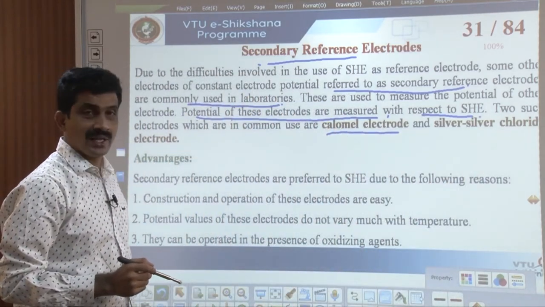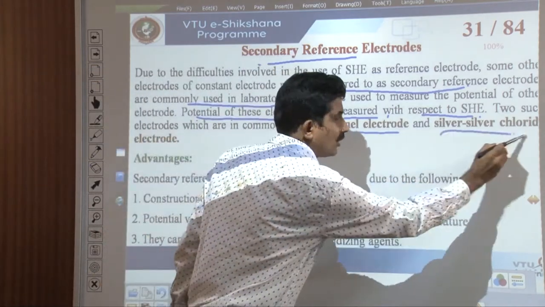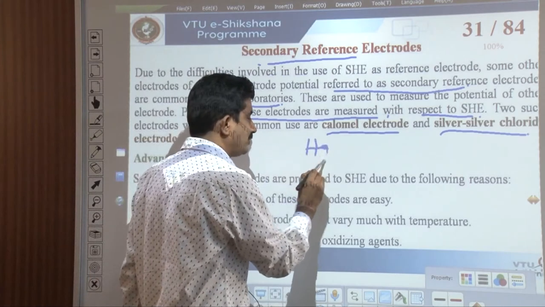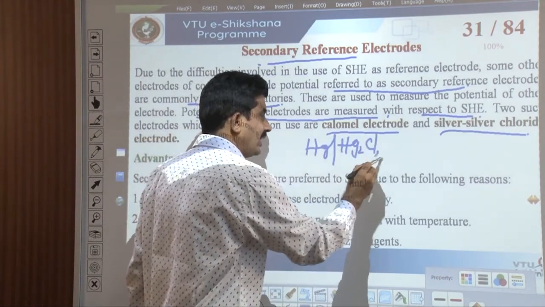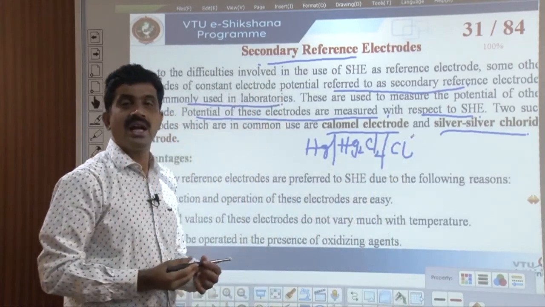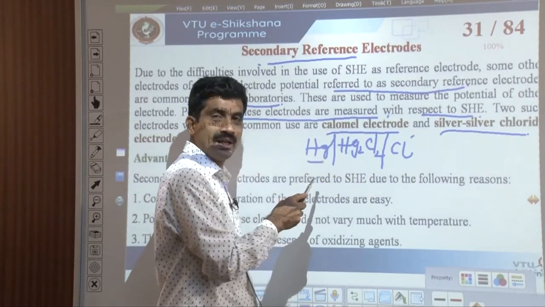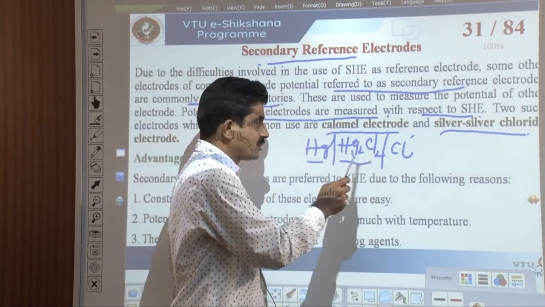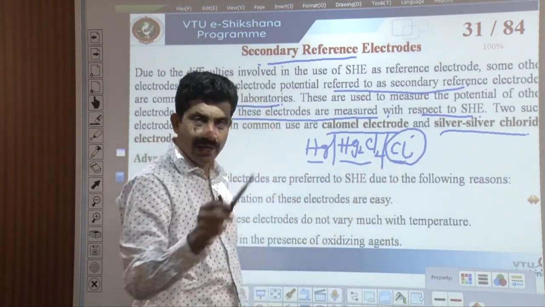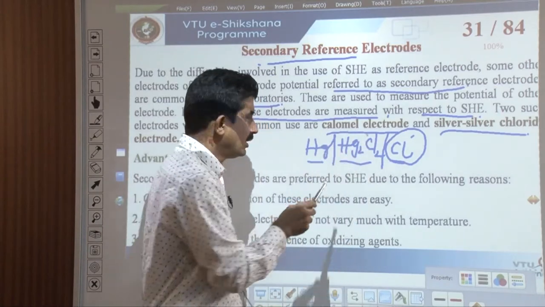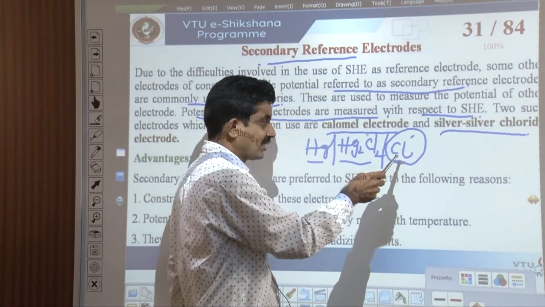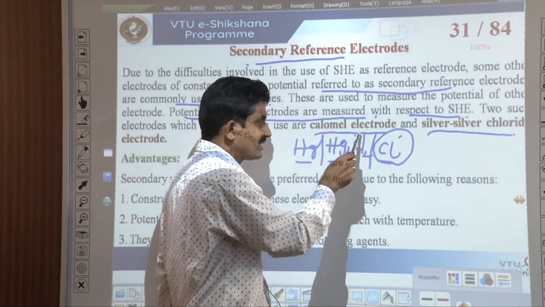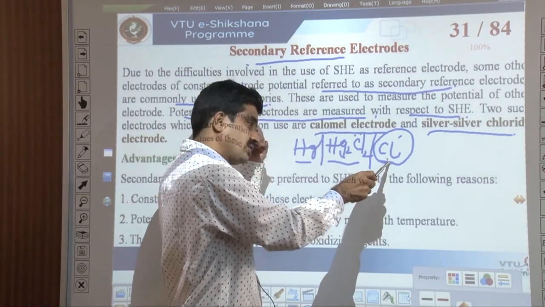Both are metal-insoluble salt electrodes: a metal in contact with its insoluble salt, and they are in contact with a solution containing the anion of the salt used. In the calomel electrode, mercury is in contact with its insoluble salt, mercurous chloride. The solution used is KCl, which has Cl- as its anion. So the anion of mercurous chloride is Cl-, and the anion of the solution used is also Cl-.